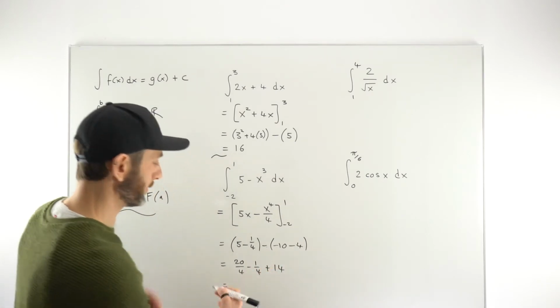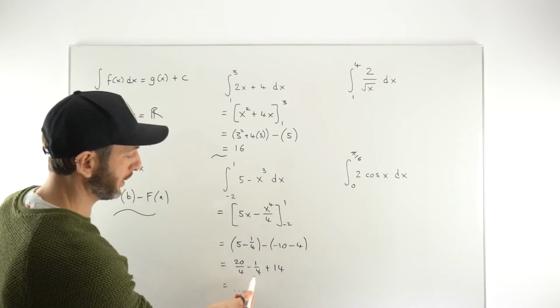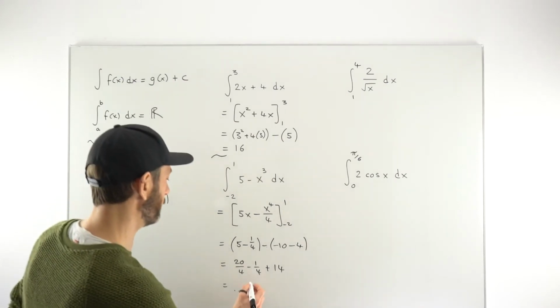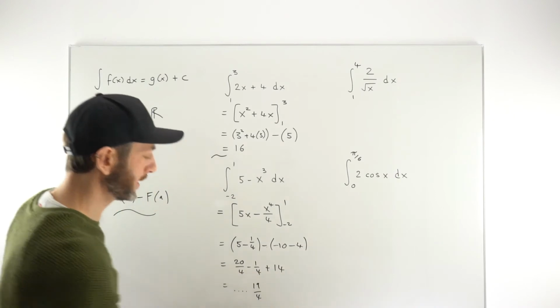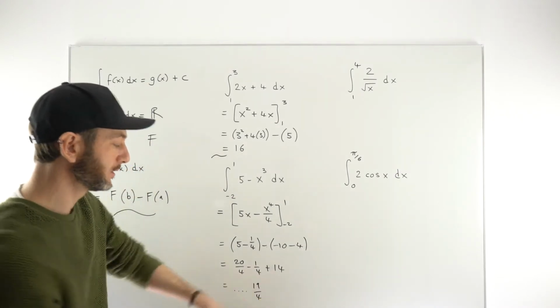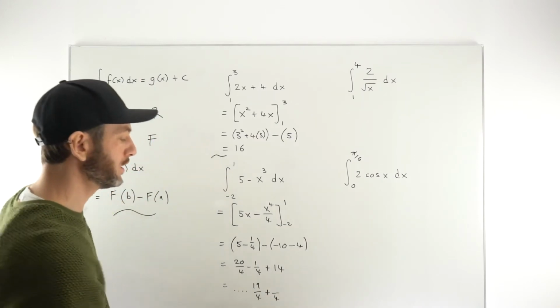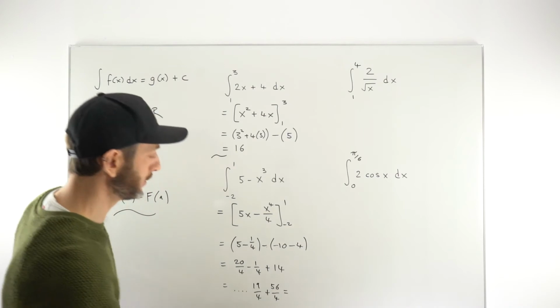And then you just keep simplifying this until you get some numerical answer. So for example, that becomes 19 over 4. Shall I carry on with it? Yeah, let's carry on. So this is going to become 19 over 4. We would need to combine that with this number by making this into something over 4. To achieve that, just times 14 by 4, which is 56. And then you're going to get a final answer.